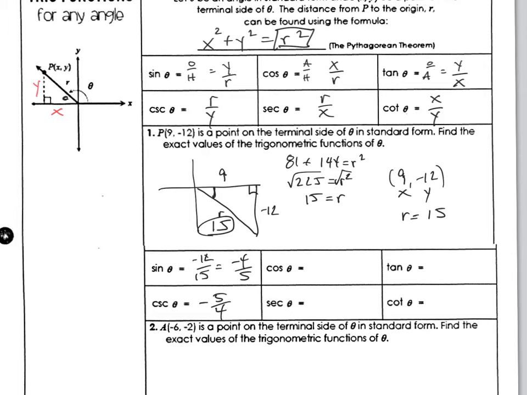For the cosine uses X, so 9 over the hypotenuse. They're both positive. We've got to reduce that. And then, of course, flip it over for the secant. For the tangent, we're going to do Y over X, so negative 12 over 9, which reduces to negative 4/3, and then we flip it over for the cotangent.